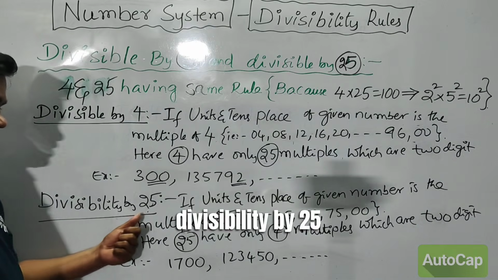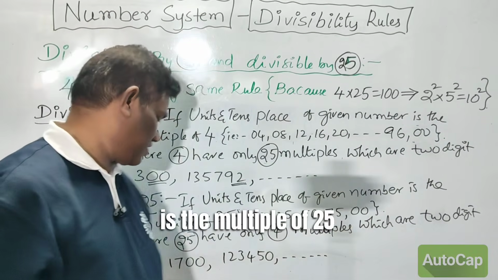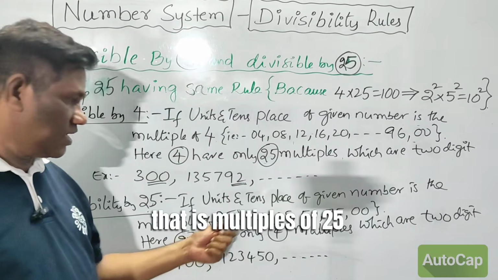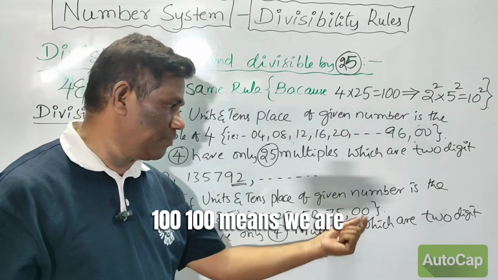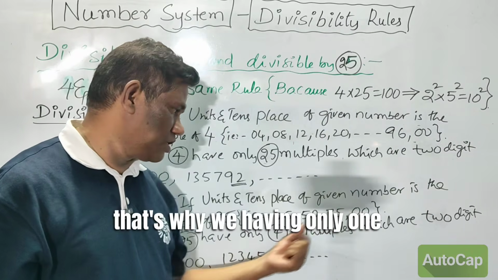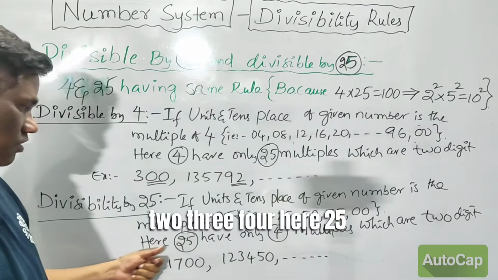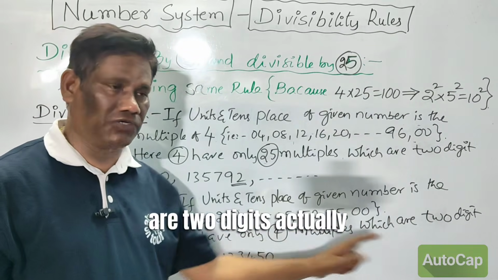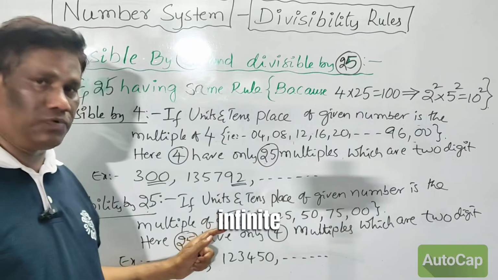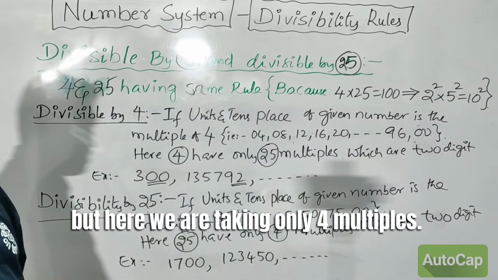And now divisibility by 25. If the units and tens place of the given number is a multiple of 25, that is, multiples of 25 what? 25, 50, 75, 100. 100 means we are taking only 2 zeros. That's why we have only 1, 2, 3, 4. Here 25 has only 4 multiples which are 2 digits. Actually 25 has infinite multiples, but here we are taking only 4 multiples.